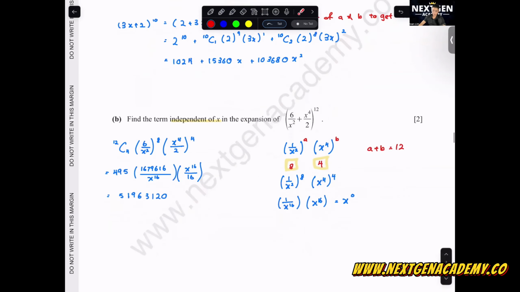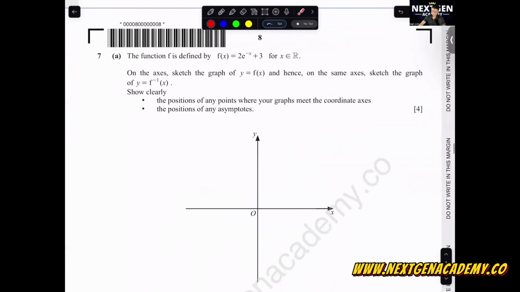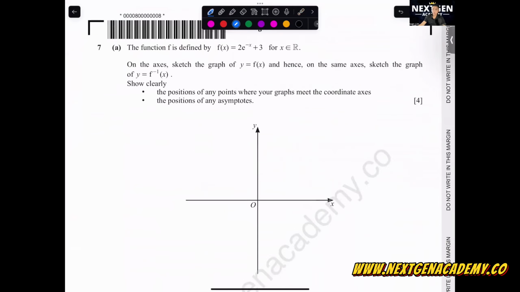Question 7 is on functions, specifically functions with exponential and ln. Okay, 7a. Function f is defined by f(x) equals 2e to the power of negative x plus 3, where x is all real numbers. On the axes, sketch the graph of y equals f(x). Show clearly the position of any points where your graph meets the coordinate axes, and also the position of any asymptotes. This is a 4-mark question.